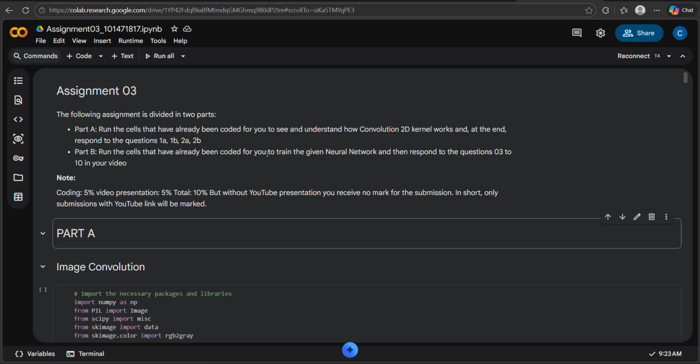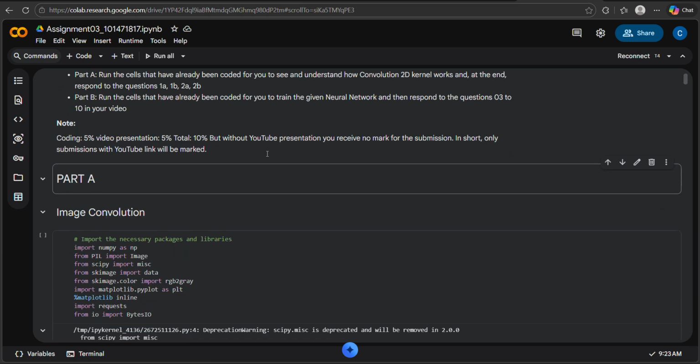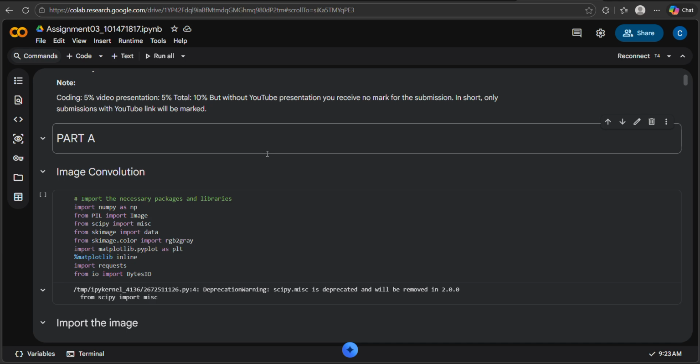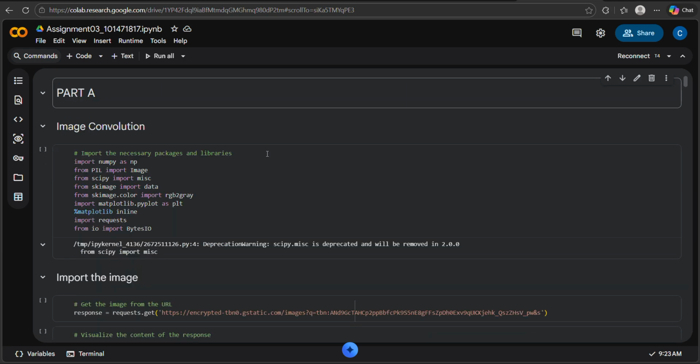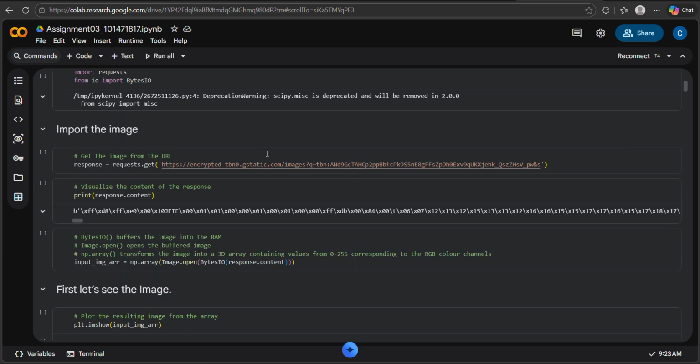In part A, we are working with image convolution, one of the core operations behind how CNN actually processes images. The idea is simple. You take a small matrix called a kernel, slide it across the image, pixel by pixel, multiply the values element wise, write the result to an output array. That's the convolution operation.